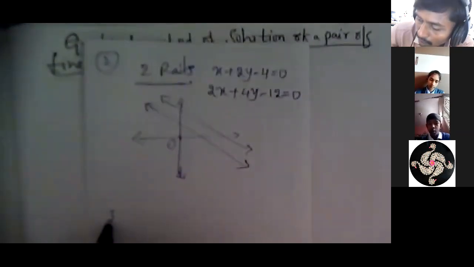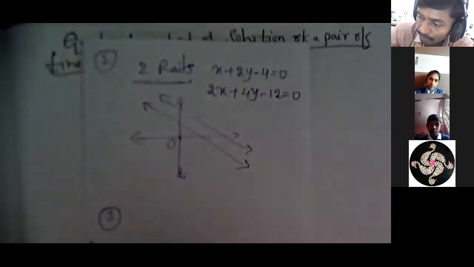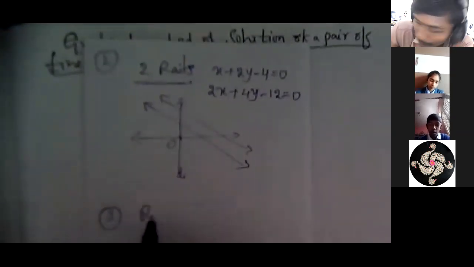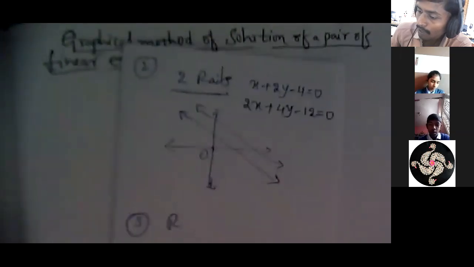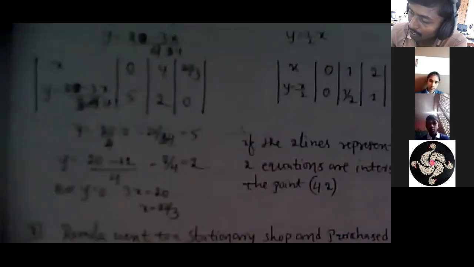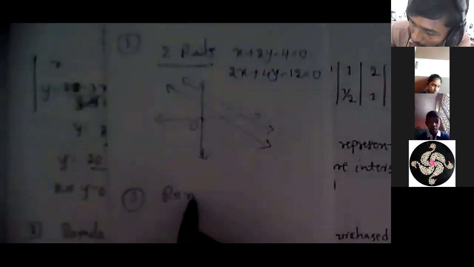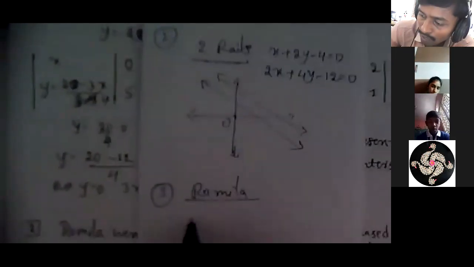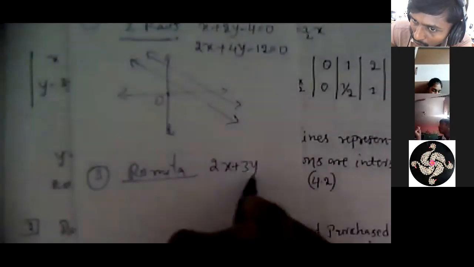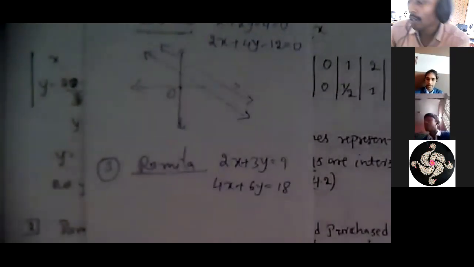Okay, mind it. For the third example, Romila. Romila went to a stationery shop and purchased. Tell me that problem. What is the first equation? 2x plus 3y equals 9. Next one: 4x plus 6y equals 18. Okay, see this.